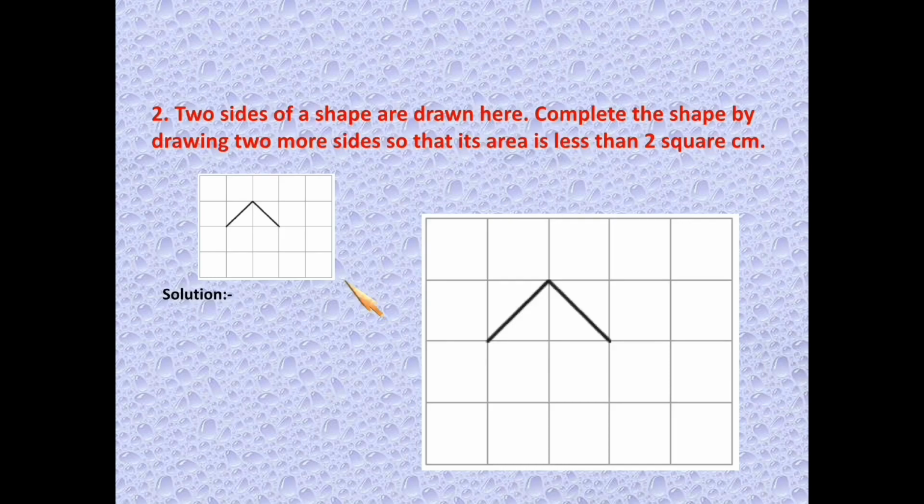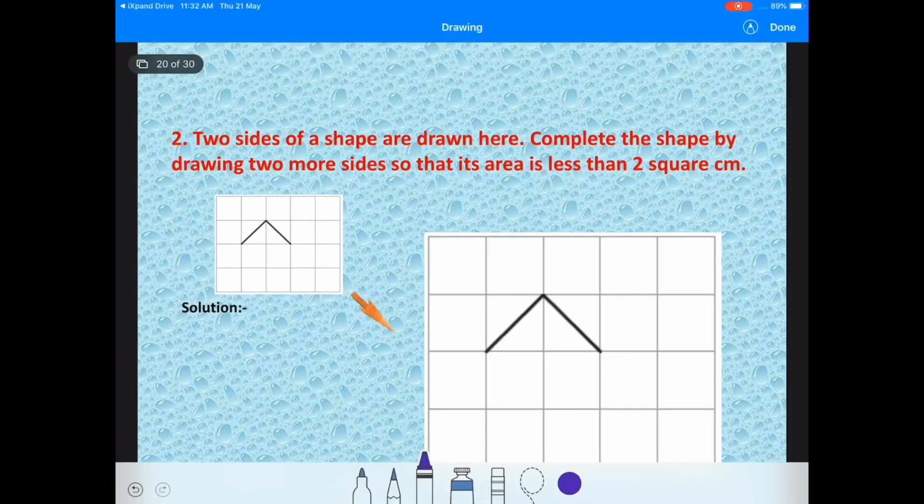Question number 2. Two sides of a shape are drawn here. Complete the shape by drawing 2 more sides so that its area is less than 2 square centimeter.